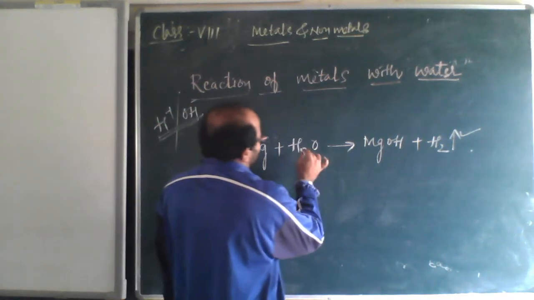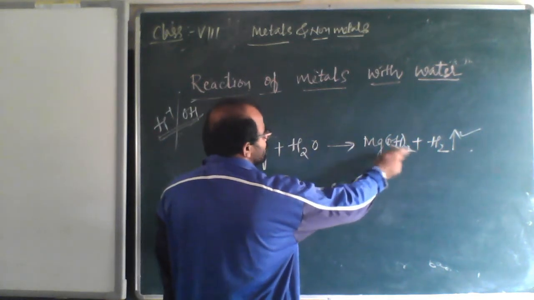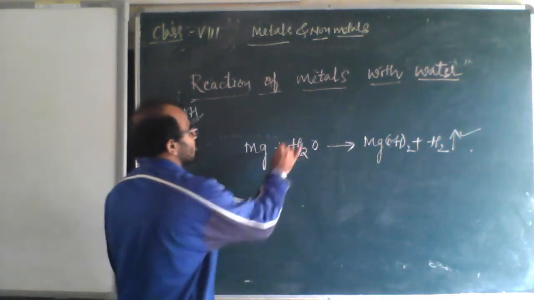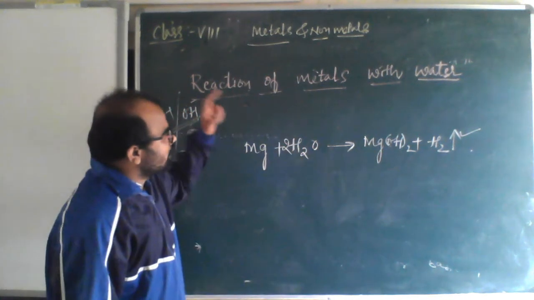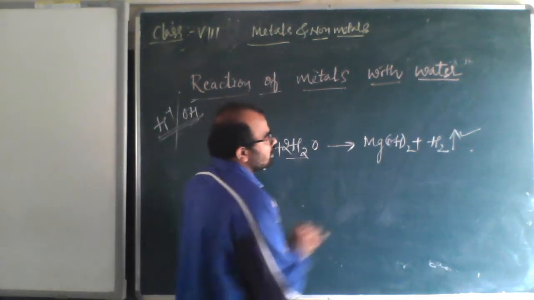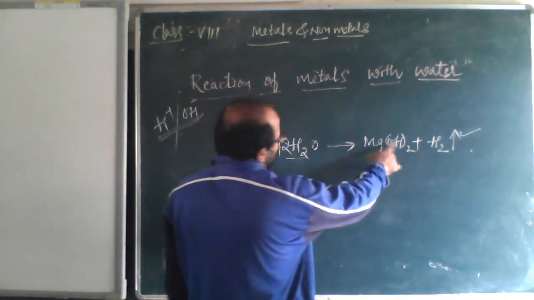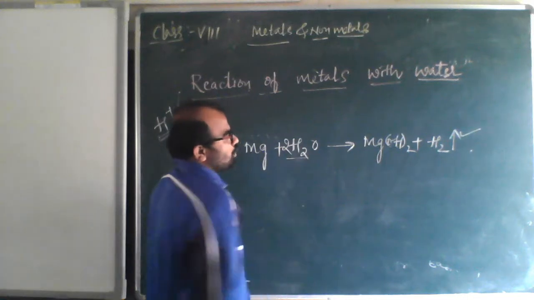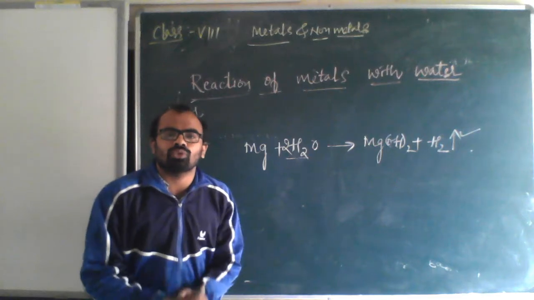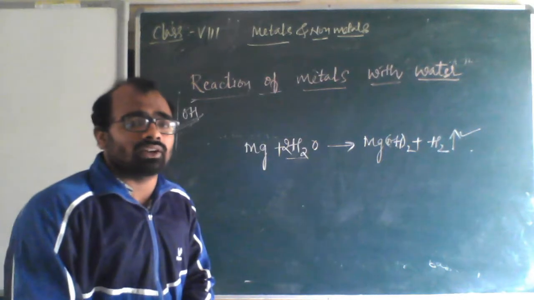So here MgOH twice it will become, with two O's and two H's. So I will write 2 here. Now it is balanced. Hydrogen, total 4 hydrogens, but O only 2, no problem. Mg, Mg, it's balanced now. Mg plus 2H2O will give you Mg(OH)2 plus H2.